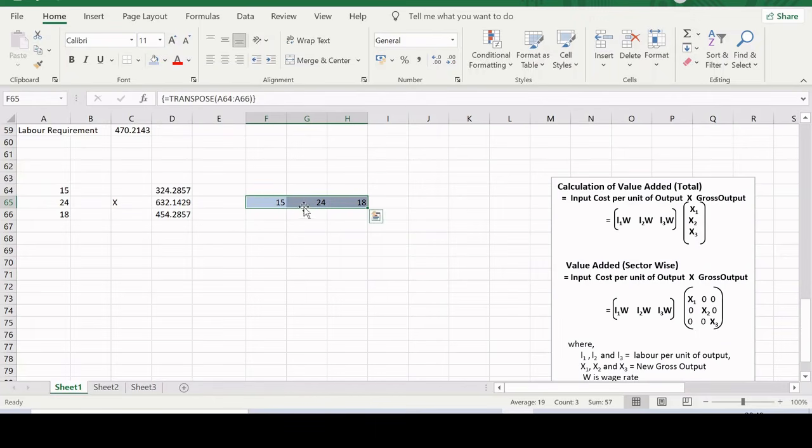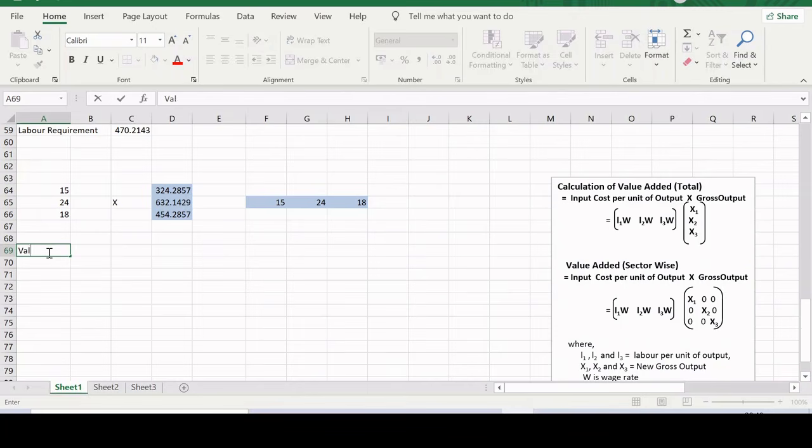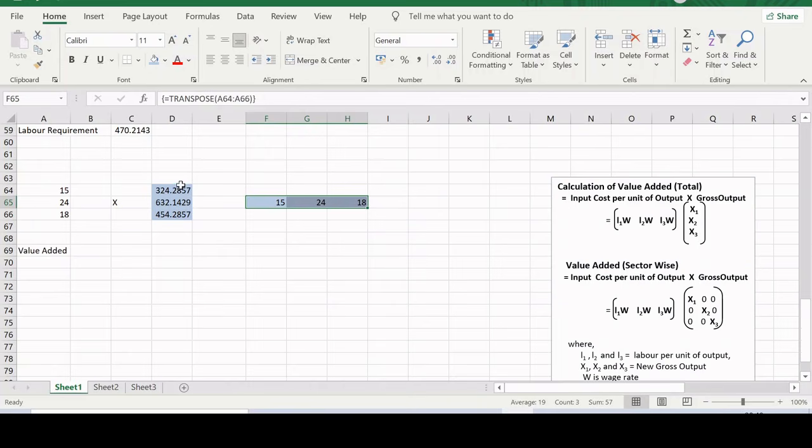Now we have labor cost per unit of output, and we have the gross output also. So to find out the total value added, we simply need to multiply these two. So the total value added is equal to the multiplication of these two matrices. As we can see, the first matrix is of order 1 by 3 and the second matrix is of order 3 by 1, so the resulting matrix will be of order 1 by 1. So I have selected the cell in which we can write the resulting matrix, which will be of order 1 by 1.